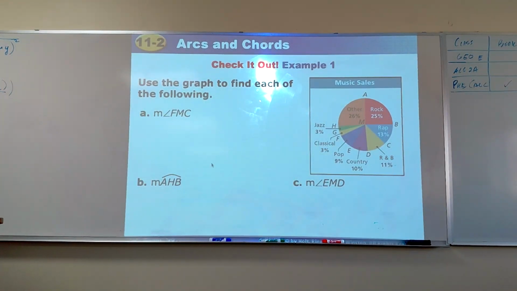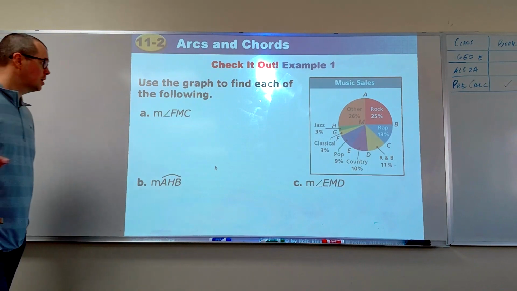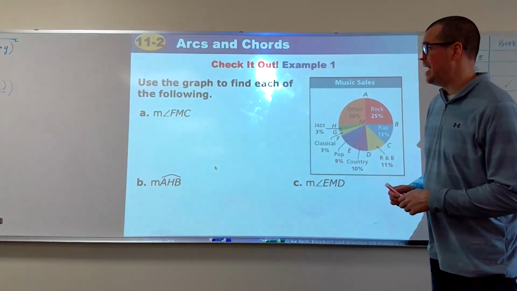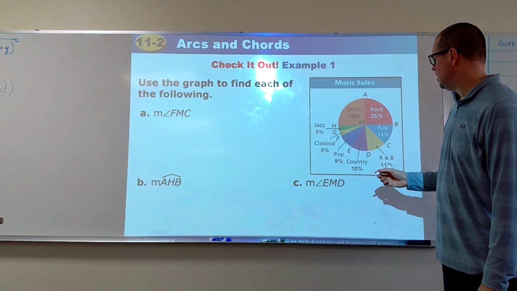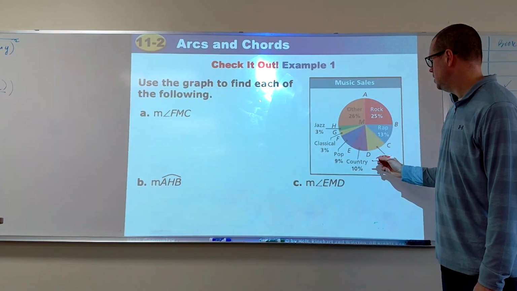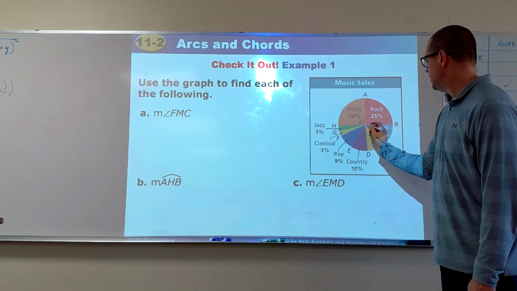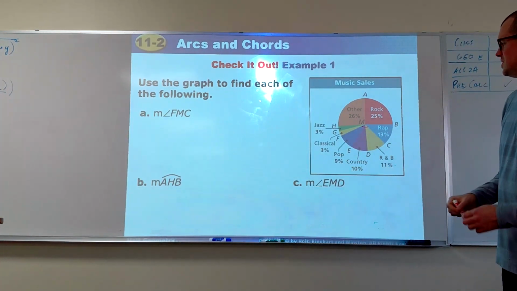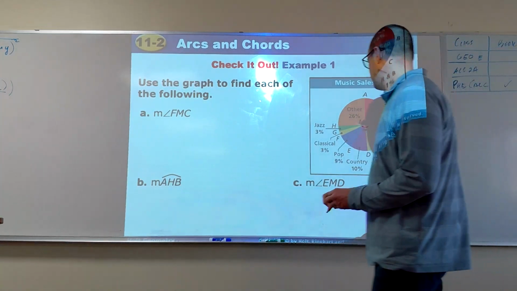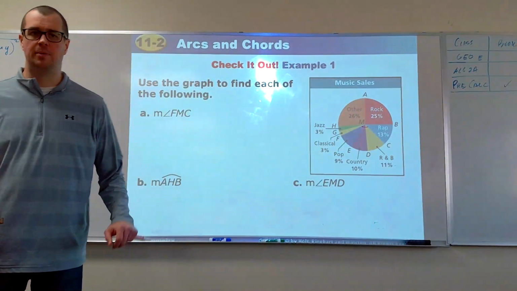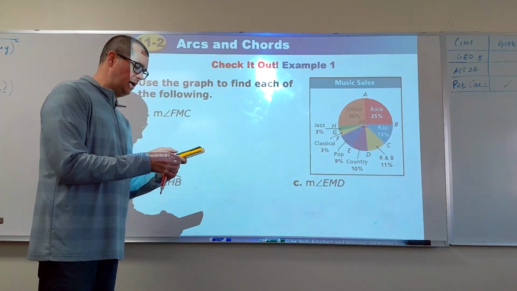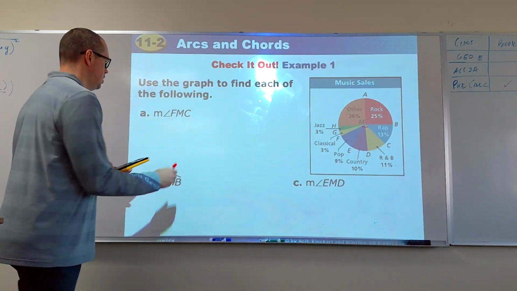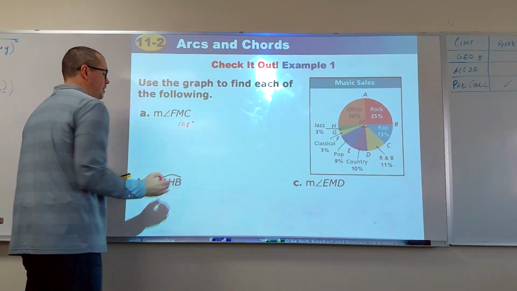All right, use the graph to find each of the following. So what is this asking us to find? An angle, angle FMC. Well, angle FMC would be right here. So that's 9, 10, and 11%. So that's 30%. Well, 30% of what? How far is it all the way around? 360. So you take 0.3 times 360, 108 degrees.